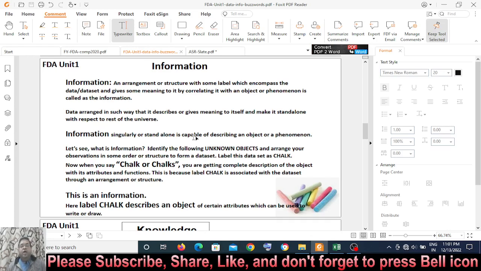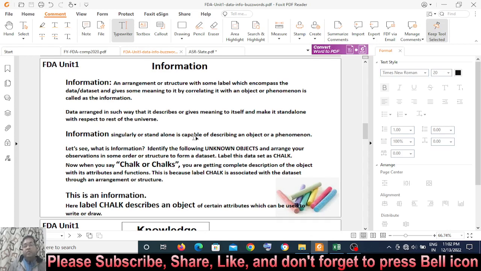What is information? When you identify these unknown objects and arrange them just like shown in the table, with some order or structure and a data set, and label this data set as chalk, we know that chalk, when you get the complete description of that object, because you have gathered all the features, dimensions or attributes for this particular name and its function. So this label chalk is associated with the data set through an arrangement or a structure, and it gives you all the data, and so this is information.